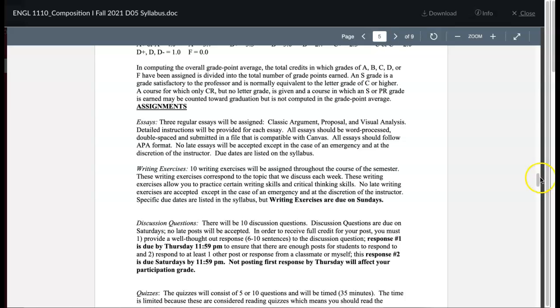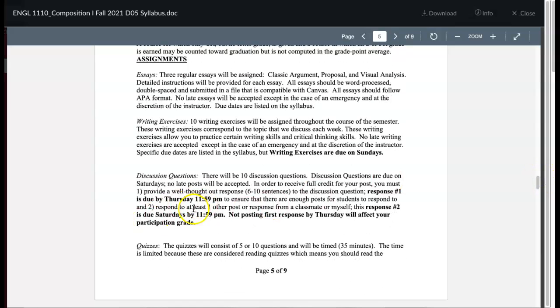I do want to point out though that when it comes to the discussion questions, they are due on two different dates. Now, Canvas does not allow us to put two due dates, so you're going to have to remember that your first discussion post is due by Thursday. What I mean by first discussion post is your response to my original discussion question. That is due by Thursday, and then you have until Saturday to reply to a classmate.